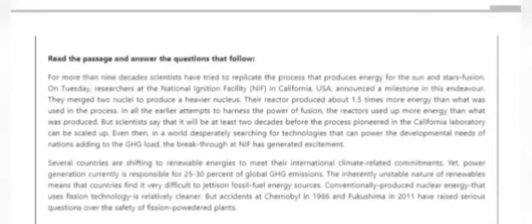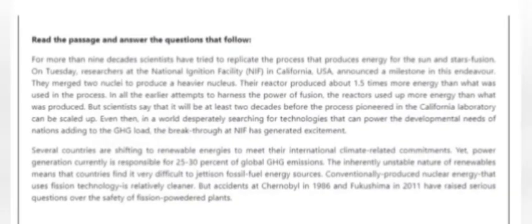Okay, then we have got 46. It says, read the passage and answer the questions that follow. For more than 9 decades, scientists have tried to replicate the process that produces energy for the sun and stars: fusion. On Tuesday, researchers at the National Ignition Facility, NIF in California, USA, announced a milestone in this endeavor. They merged two light nuclei to produce a heavier nucleus. Their reactor produced about 1.5 times more energy than what was used in the process.